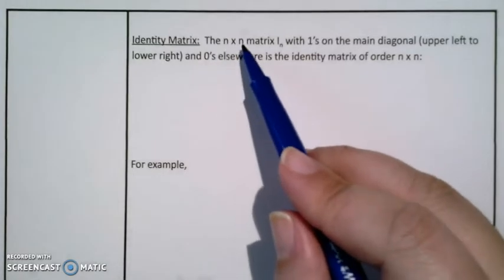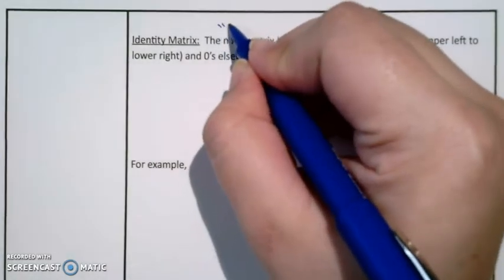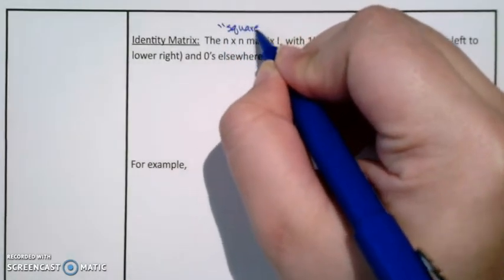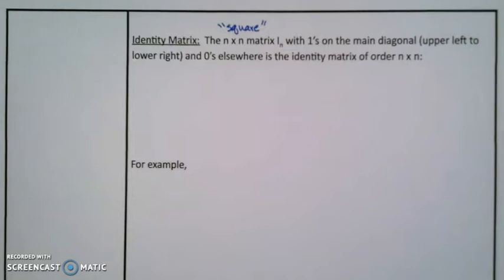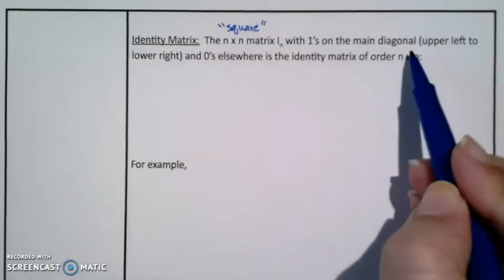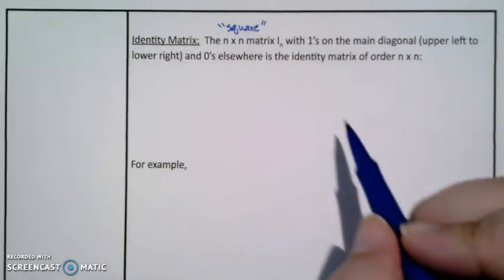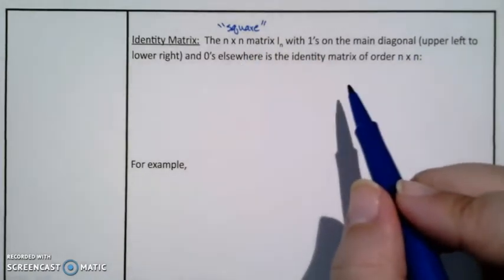So it has to be a square matrix. A square matrix, meaning 3 by 3, 4 by 4, 2 by 2, 18 by 18. As long as the number of columns matches the number of rows, and it has 1s on the diagonal from left to right, and 0s everywhere else.